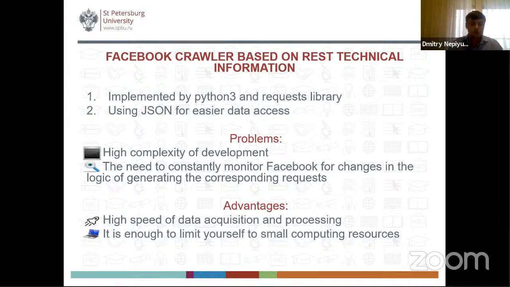Also, it's important to note the advantage of this way: high speed of data acquisition and processing. Data collection in this way occurs without loading the HTML page and all content of the page, getting only JSON with metadata which characterizes all content from the page. It's enough to limit yourself to small computing resources, since the data size is not large and each time we get only a new portion of data, so the processing takes less time and requires fewer resources.